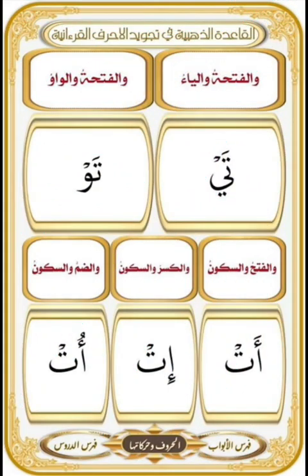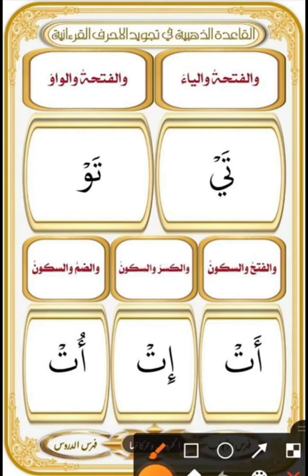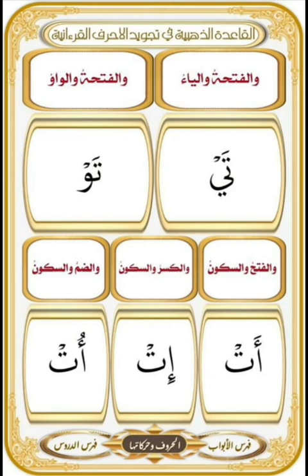والفتحة والياء تي، والفتحة والواو تو. Here we have the letter ta with the lean letters. Here the letter ta with the lean letter ya, and here the letter ta with the lean letter waw. The mistake when pronouncing the letter ta with the lean letters is to give lots of time at the end of pronunciation like this, tay, taw, and the right pronunciation is tay, taw.